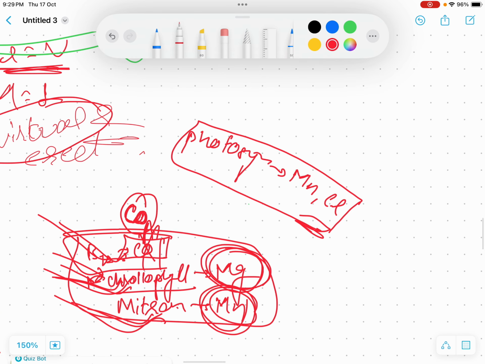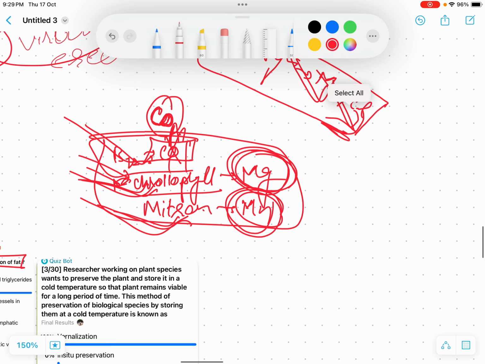Which metal is present in mitochondria? You have to say manganese. Then which metal is responsible in photosynthesis? Then what do you say? You say manganese as well as chlorine are very much important elements that take part in photosynthesis.